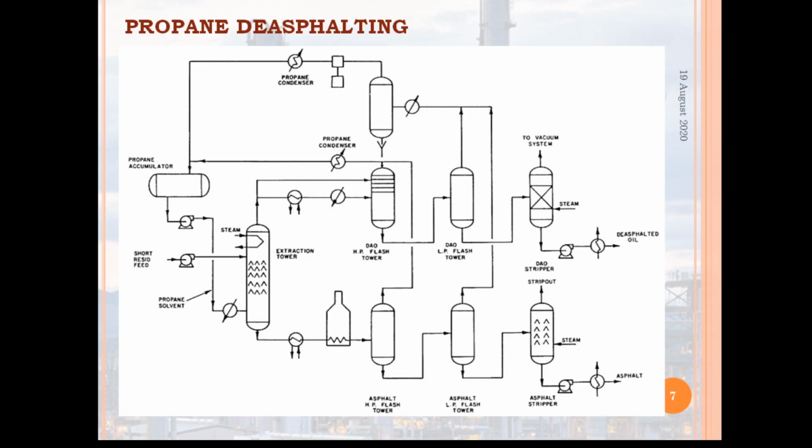So this is the propane deasphalting unit. Typically, the propane deasphalting unit injects propane as a solvent into the bottom of the treater tower, and the vacuum tower bottoms feed enters near the top of the tower. Here we can see that the propane is inserted at the bottom of the tower.